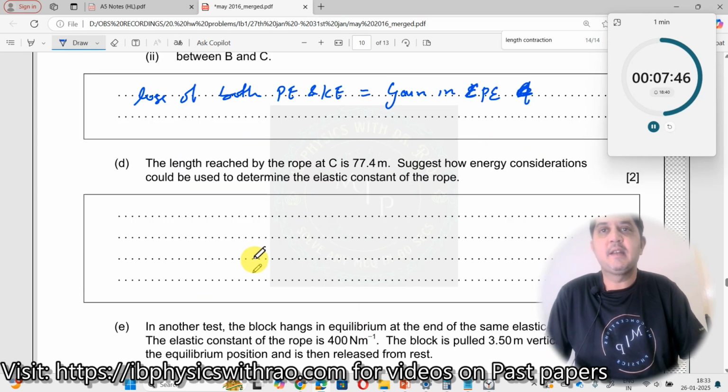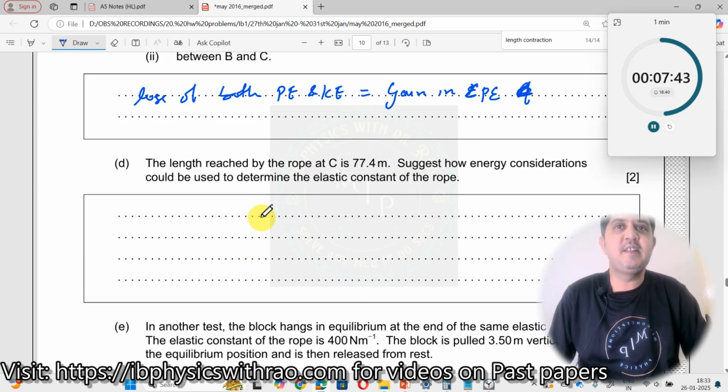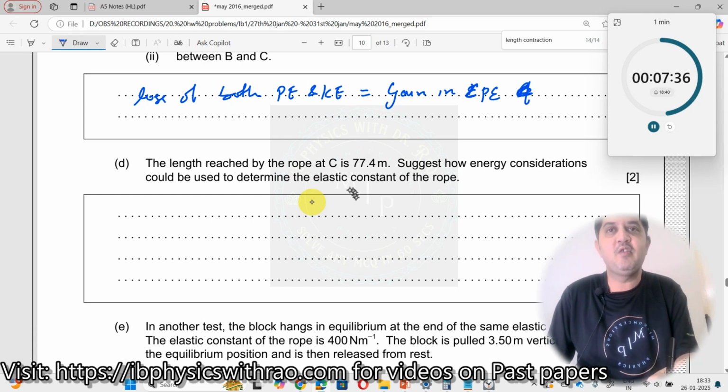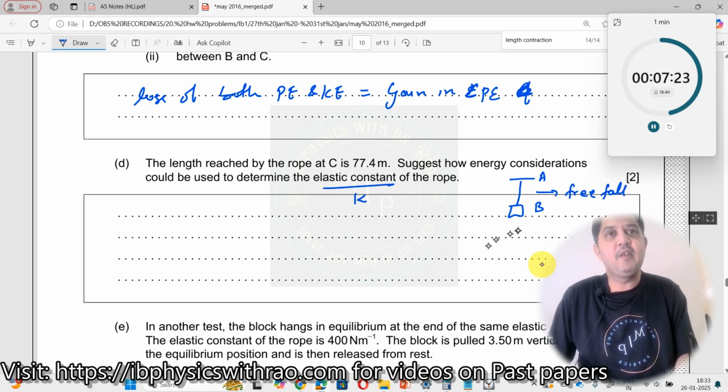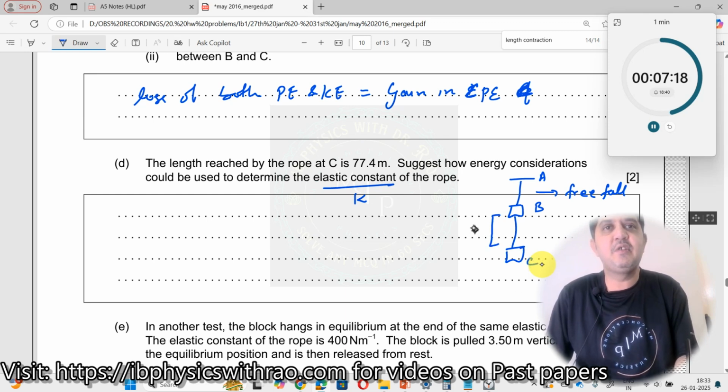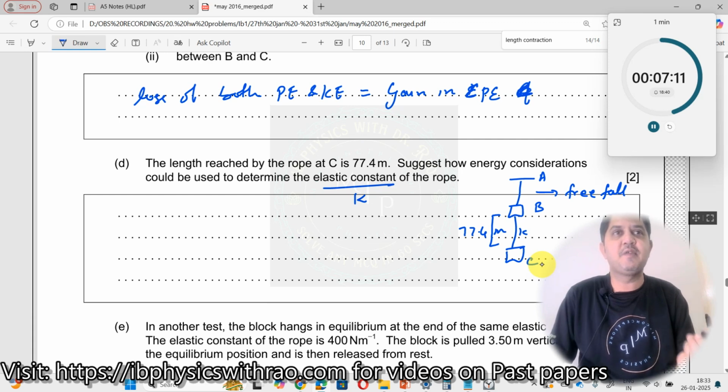Then the next one: the length reached by the rope at C is 77.4 meter. Suggest how energy conservation could be used to determine the elastic constant of the rope. We need to find the spring constant. So let us briefly write down this diagram. This is your point A, this was your point B. In this region there was only free fall. And this again came to the point C, and this length is already given to you as 77.4 meter. Now you want to find the spring constant. How do you find it? Conservation of energy is the only way.